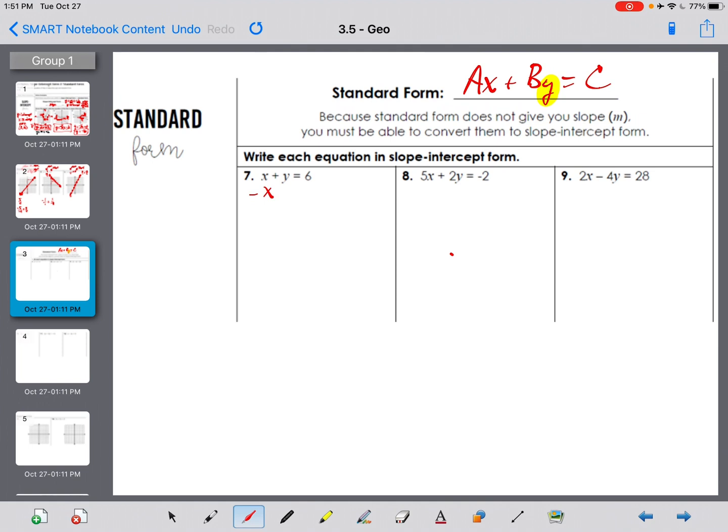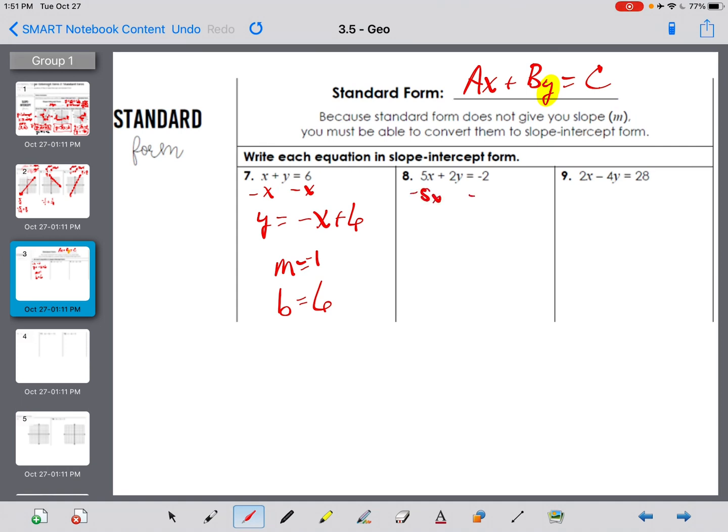But we want to change it. So if I'm adding x and I don't want to, I'm going to subtract x. So y equals -x plus 6. All it took was one move, and then, bam, y equals mx plus b. I can even tell you my m is -1, and my b is 6.